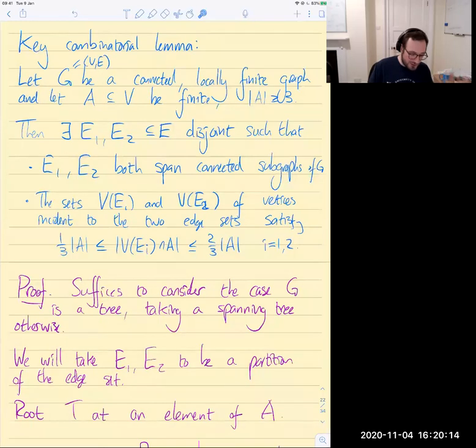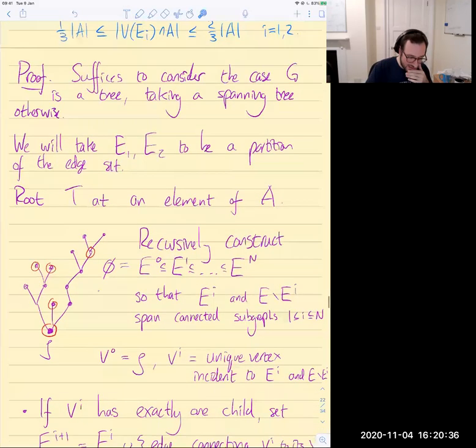And I want that if I look at the set V(Ei) of vertices that touch an edge of Ei, then it should have an intersection with A which is between 1/3 the total size of A and 2/3 the total size of A, for each of these two sets. So this is the first key combinatorial lemma. Let's see how we prove this.